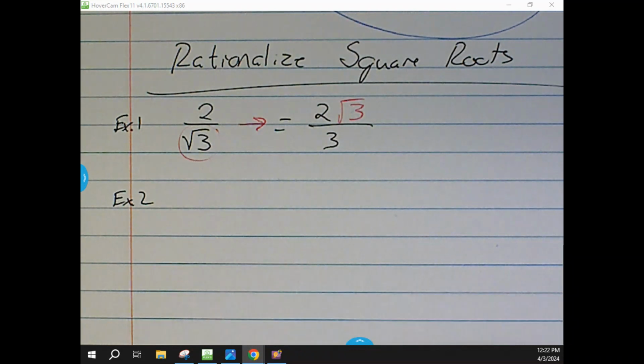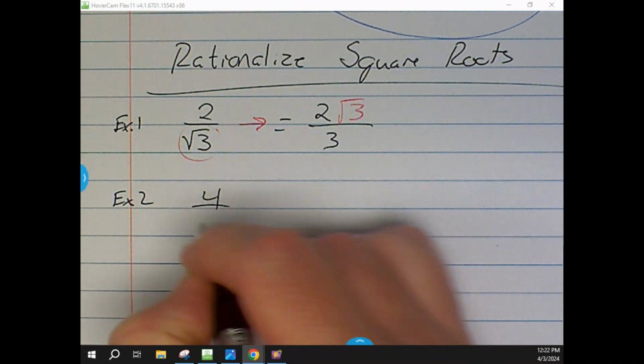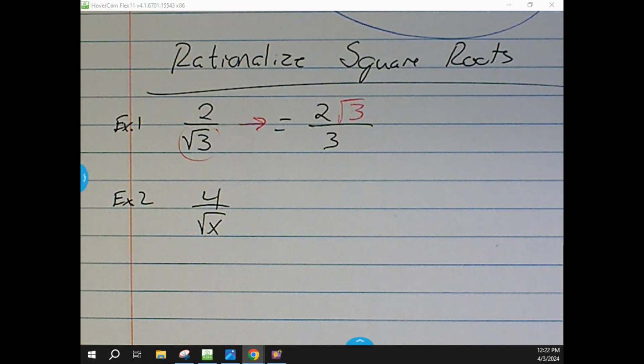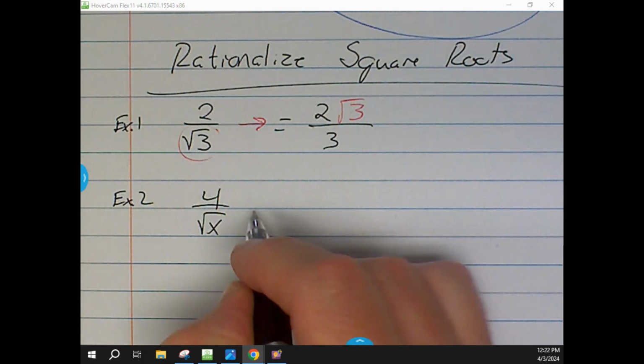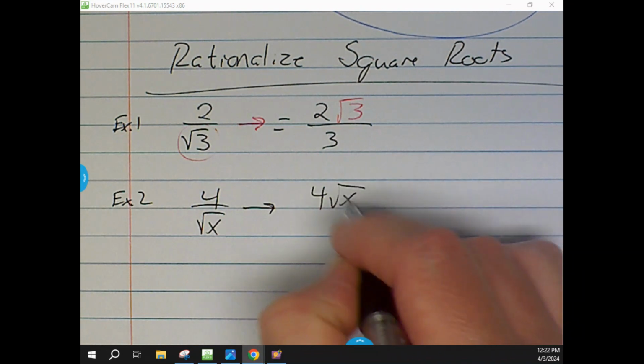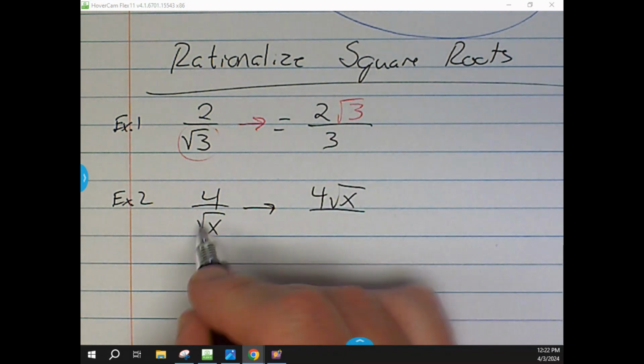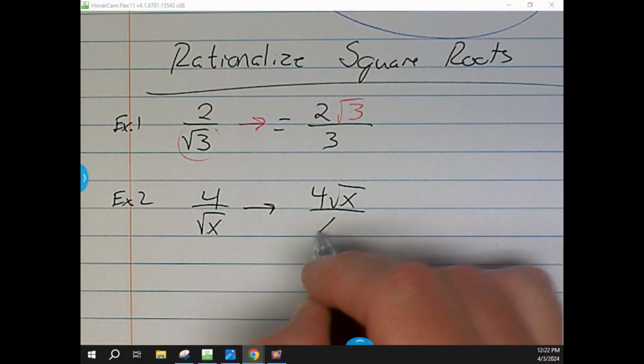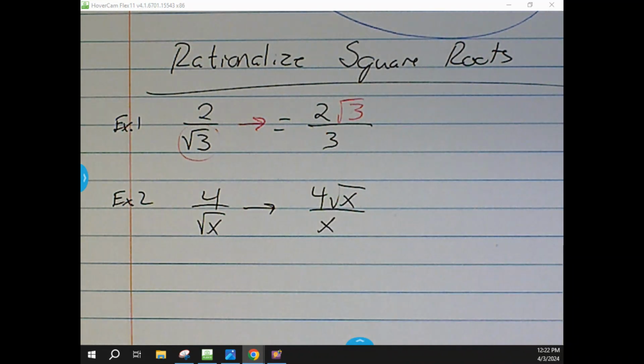Okay, so if they gave you something like 4 over the square root of x, then again, the shortcut is you basically leave the top number the same. You move whatever the square root is from the bottom to the top. And on the bottom, you give me whatever you've got, but you leave just the radicand on the bottom without the square root, so it's just 4 square root of x over x.